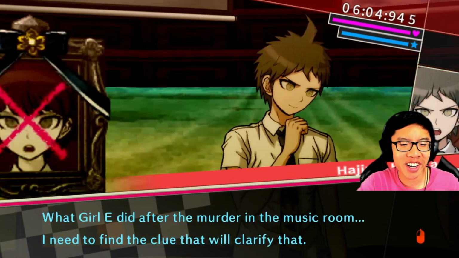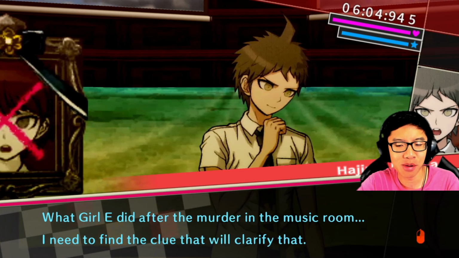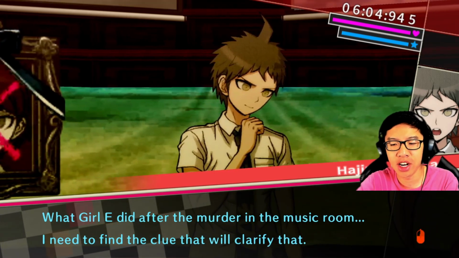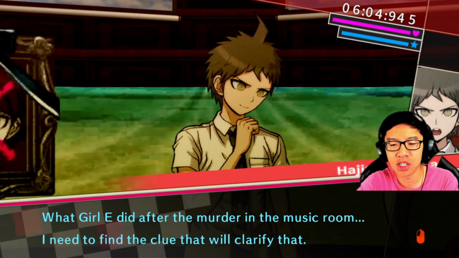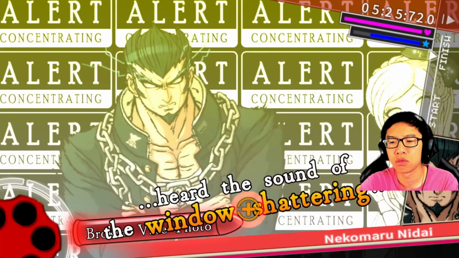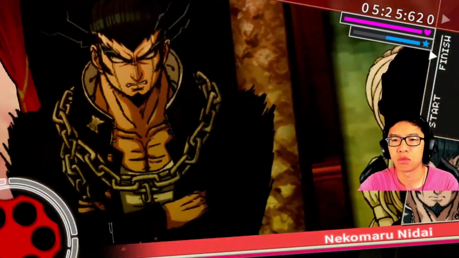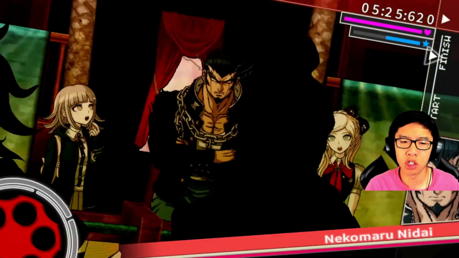That's tough. Adding that in to the agreeing point: what Girl E did after the murder in the music room. I need to find the clue that will verify that. Entrance hall, the girl heard the sound of the... No, that's wrong.